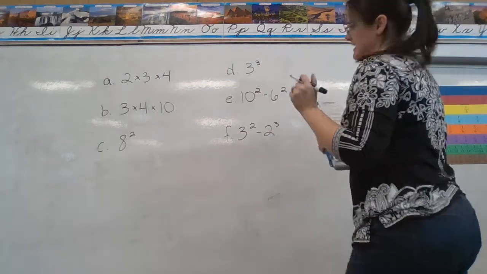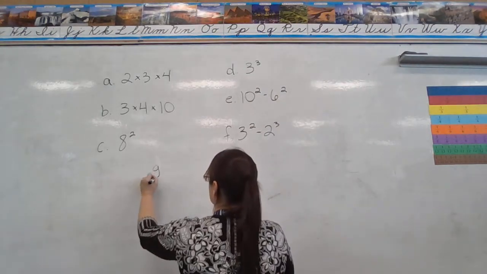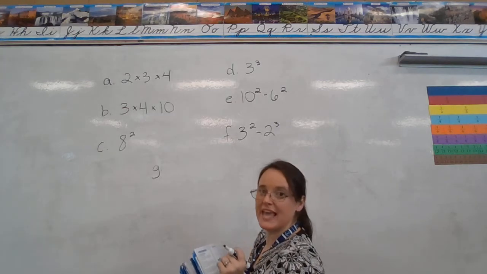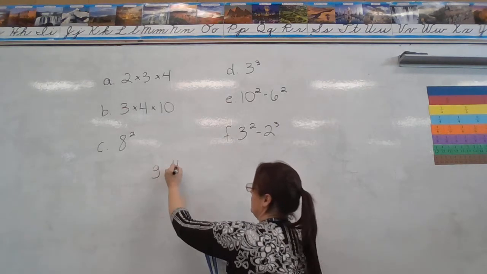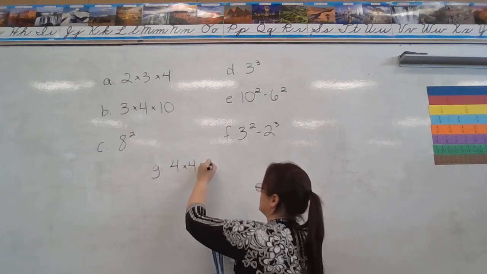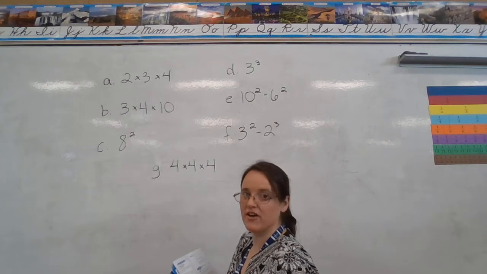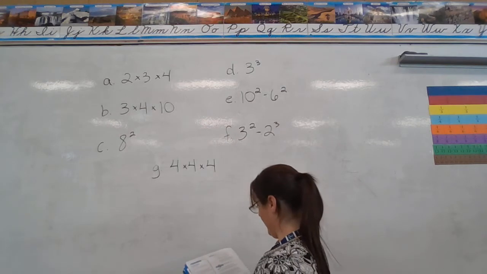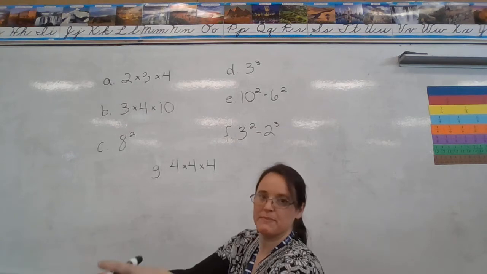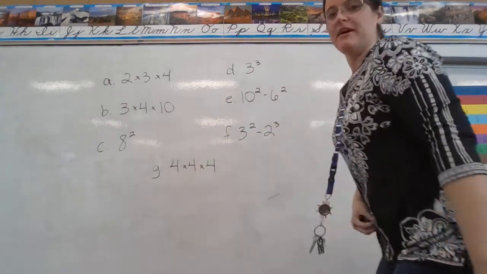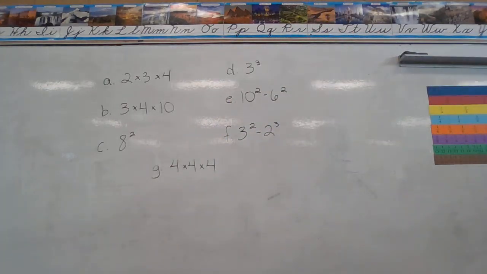And then G, I'll put that one down here. G says rewrite this expression using exponents. So it's 4 times 4 times 4, but they want you to write it using exponents, not just solve it, rewrite it. And I'm going to skip H. If you've got the book in front of you, go ahead and solve H as well. But for now, put me on pause, figure these out, and then come back when you're ready to see the answers.